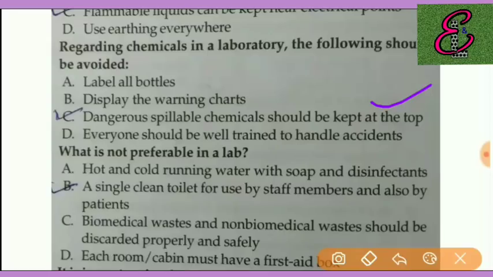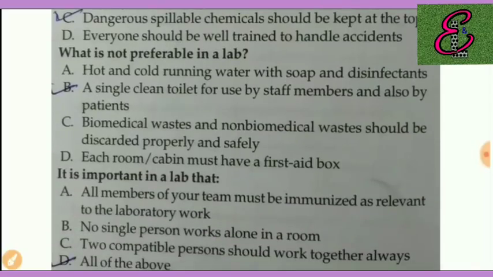Next question, what is not preferable in a lab? The right answer is a single clean toilet for use by staff members and also by patients. It is not preferable in a lab.